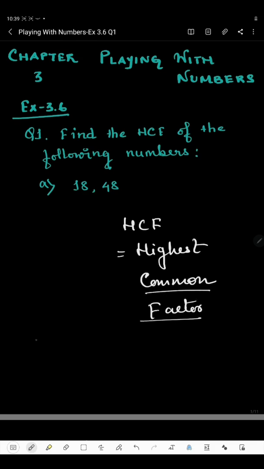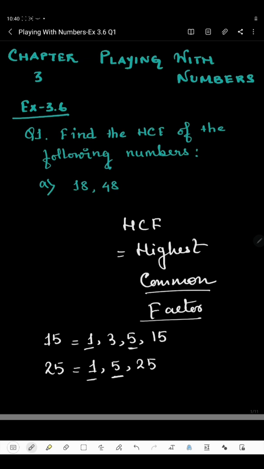Common factor means when you have two numbers or more than two numbers and we get the same number as their factors. Like if you have, say, 15 and 25, the factors of 15 are 1, 3, 5 and 15, and factors of 25 are 1, 5 and 25. So what are the common factors here? 1 and 5. Okay, so these are common factors.